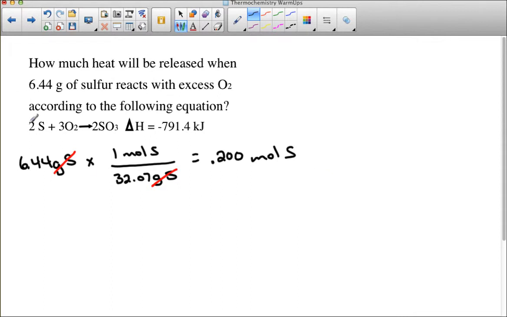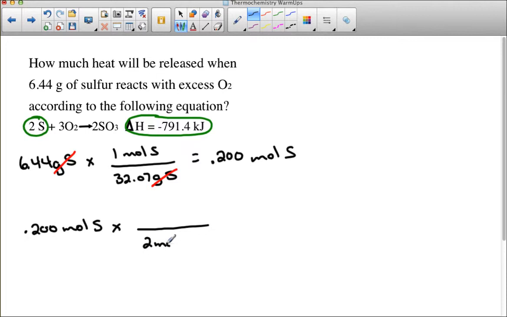So now, based on my equation, I know that 2 moles of sulfur will produce negative 791.4 kilojoules of energy. So it's an exothermic reaction. So I'm going to take my 0.200 mole sulfur. Notice I don't have 2 moles of sulfur, I only have 0.200 moles of sulfur. I'm going to multiply by this relationship. So I know I only need these two. So 2 moles of sulfur would be on the bottom, and that's going to be negative 791.4 kilojoules.